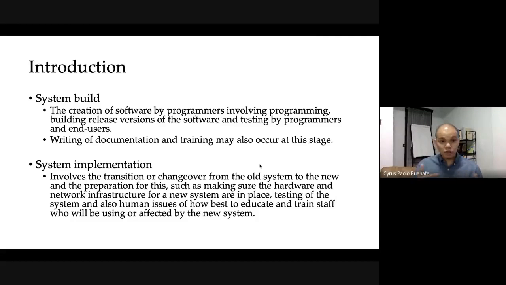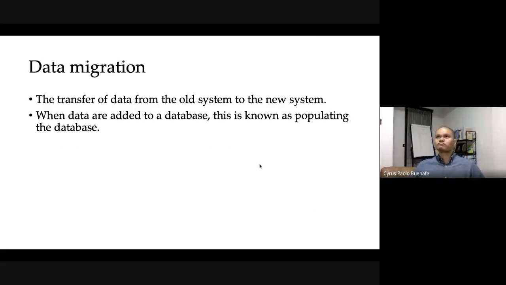Just as a quick note, this is the very simple definition of data migration. It's really transferring the data from the old system to the new system. If data is going to be added to a database, you call that populating the database. Why are we calling out data migration as a standalone topic right now? More often than not, people neglect the importance of doing proper data migration.